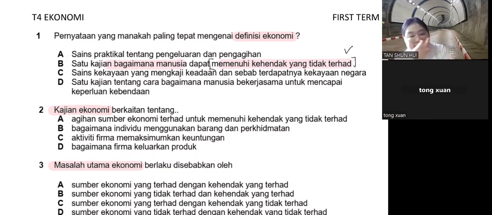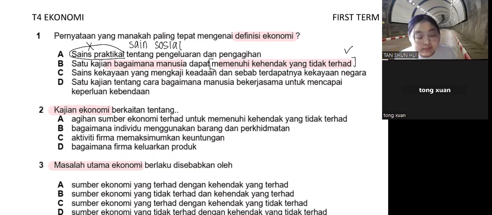But of course, in the exam, if you find that B sounds right, then you look at C and D to double confirm. And you see part A, because they tell you it's a science practical, then it's already wrong, because economy is a social science.